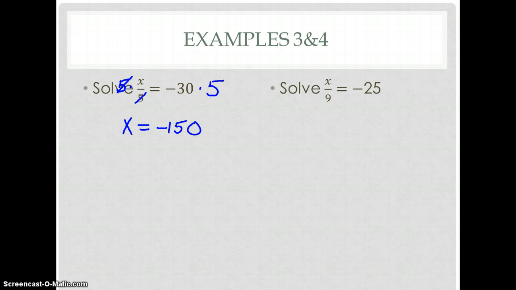Okay, again, we can check this. Negative 150 over 5. That's supposed to equal negative 30. Negative 150 divided by 5 gives us negative 30 equals negative 30. That checks out.